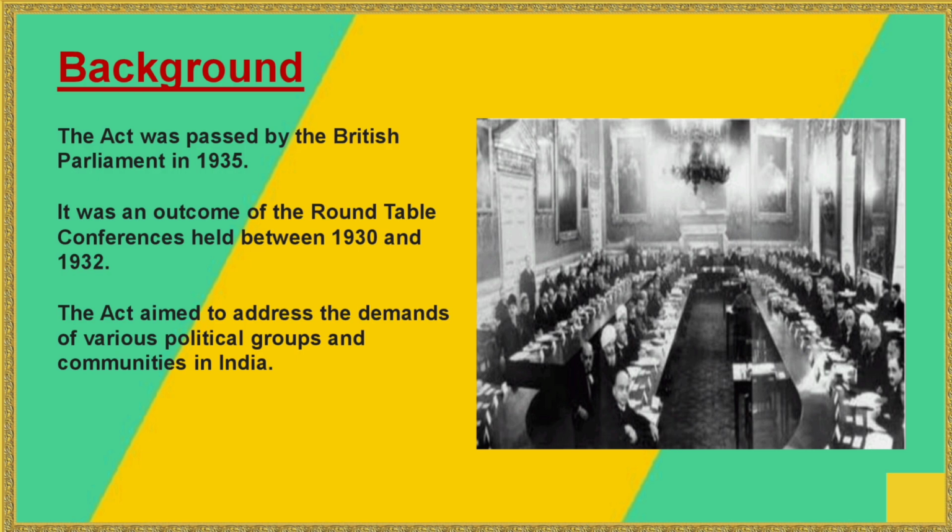Background. The Act was passed by the British Parliament in 1935. It was an outcome of the Round Table Conferences held between 1930 and 1932. The Act aimed to address the demands of various political groups and communities in India.